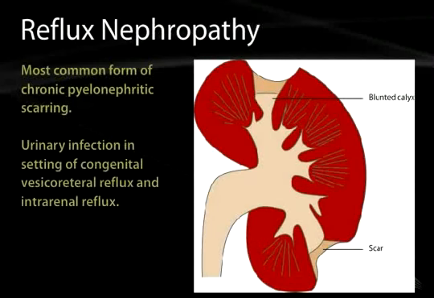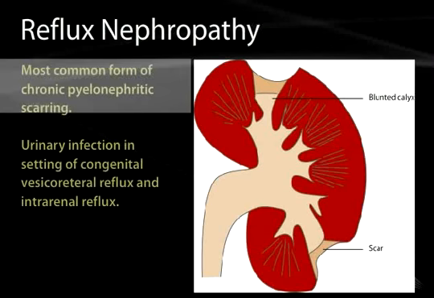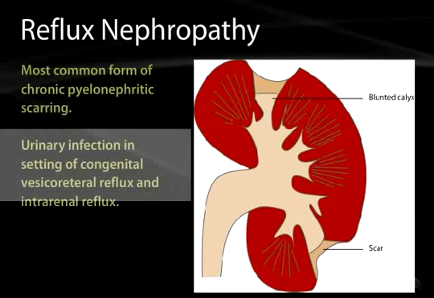Now, one of the things that will set you up for a urinary tract infection is what we call reflux nephropathy. Reflux nephropathy is where you get backflow of urine from the urinary tract in the reverse direction to the kidneys. This is one of the most common forms of chronic pyelonephritic scarring. Now, places where you can get this are in vesicoureteral reflux, where you get reflux from the bladder into the ureters, or intrarenal reflux, where you get reflux from the ureter into the kidney itself.